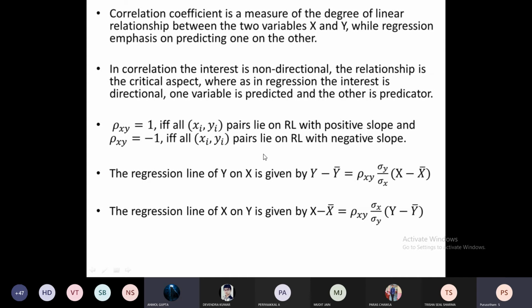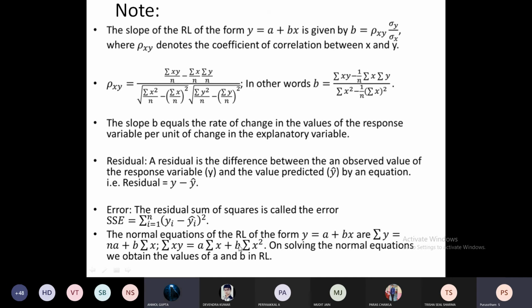Sometimes you may have tabulated points of x and y. It may not be given which one is dependent and which one is independent, and you are expected to find the regression line of y on x, treating y as dependent on x. Then you can go with the formula y minus y bar is equal to rho xy into sigma y by sigma x into x minus x bar. Of course, this equation is the same as what you get by solving the two normal equations.